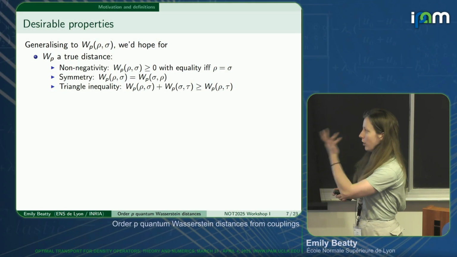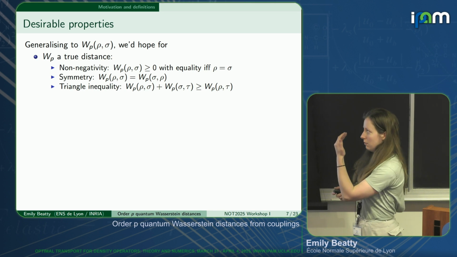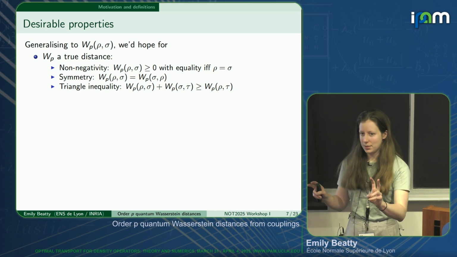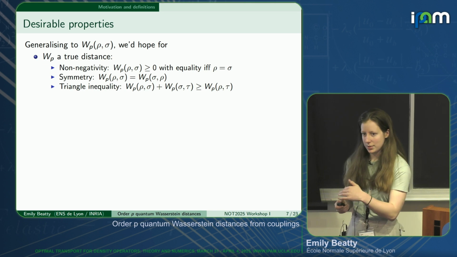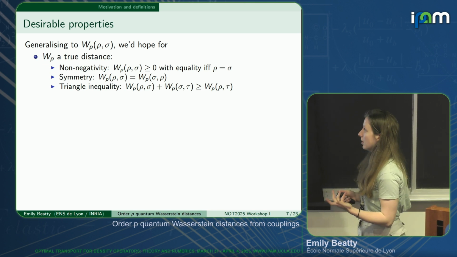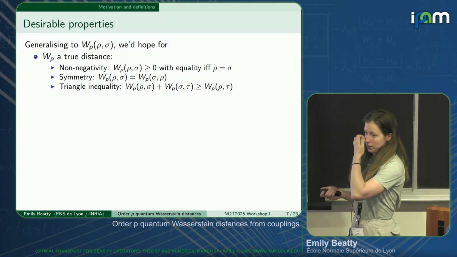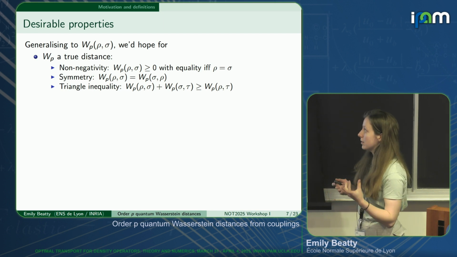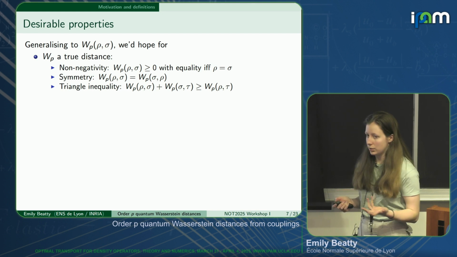When we talk about what we'd want out of a quantum generalization of classical Wasserstein distances, there's a ton of different desirable properties that we could hope for. The obvious one is that this distance actually be a distance. Classically, the Wasserstein distances are all true metrics, and so we'd hope, particularly for recovery of some of the applications, that this would actually be a true distance. So we might hope for it to be non-negative and symmetric. We might hope for the triangle inequality to hold.